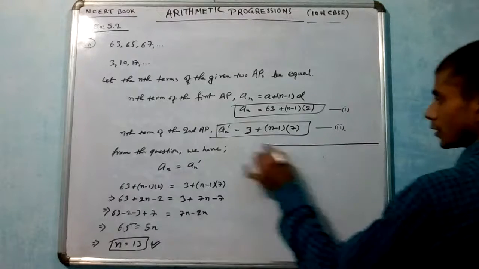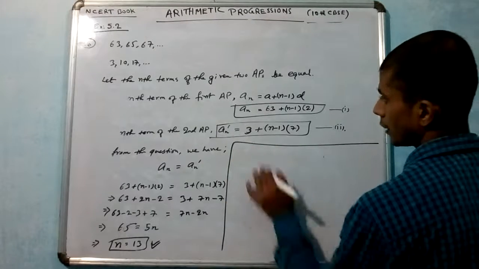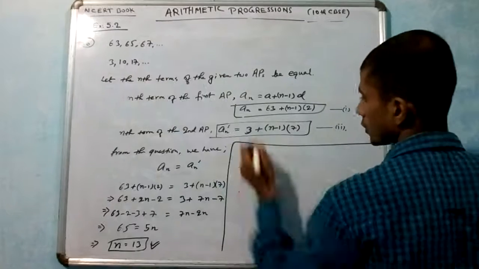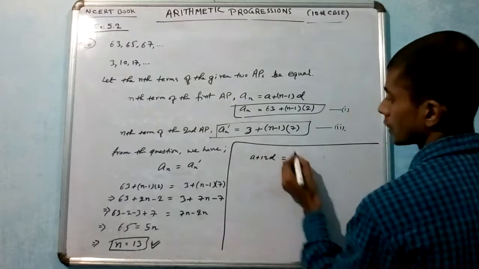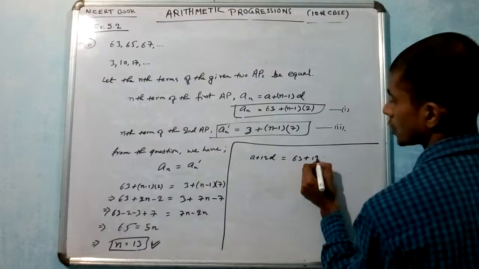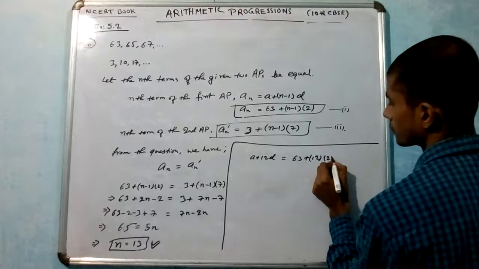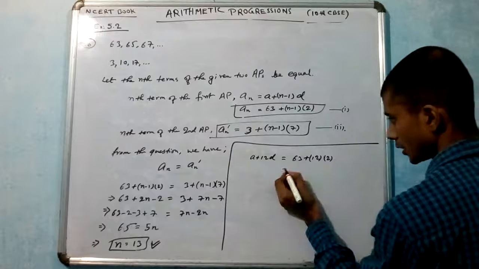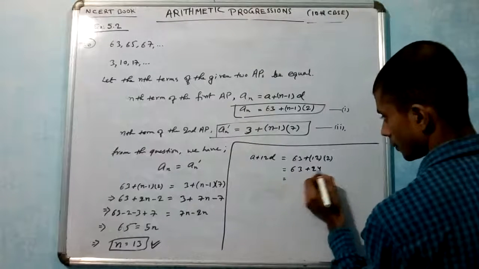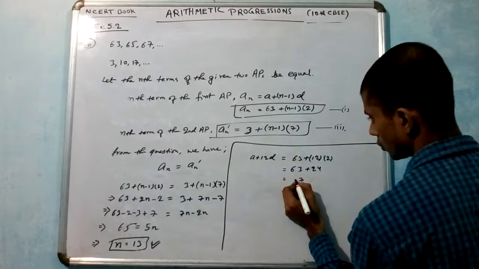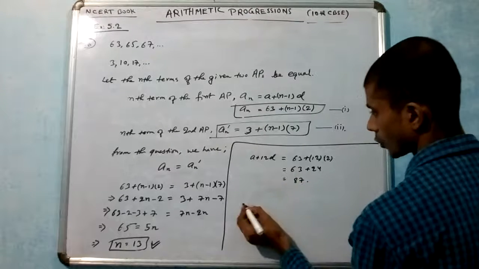Any confusion in that? Let us check it. So tell me, the 13th term for this: A plus 12D. What is A? 63, plus 12 into D, which is 2. So 63 plus 24. Correct? 3 plus 4, 7. 6 plus 2, 8. Okay?